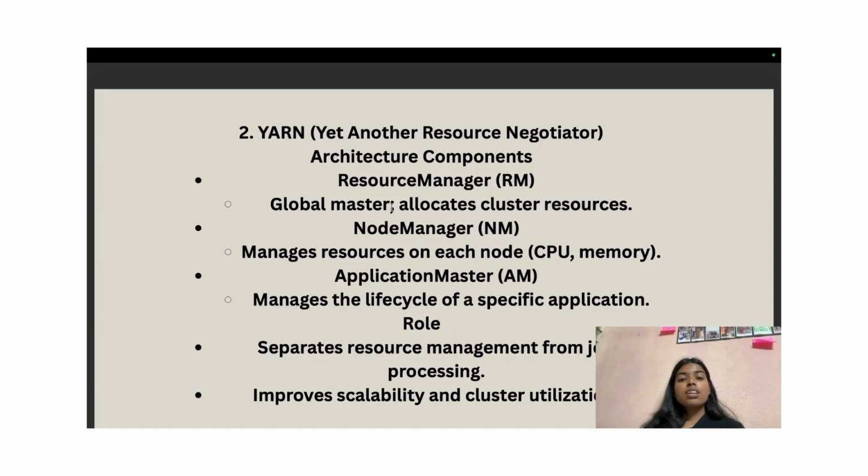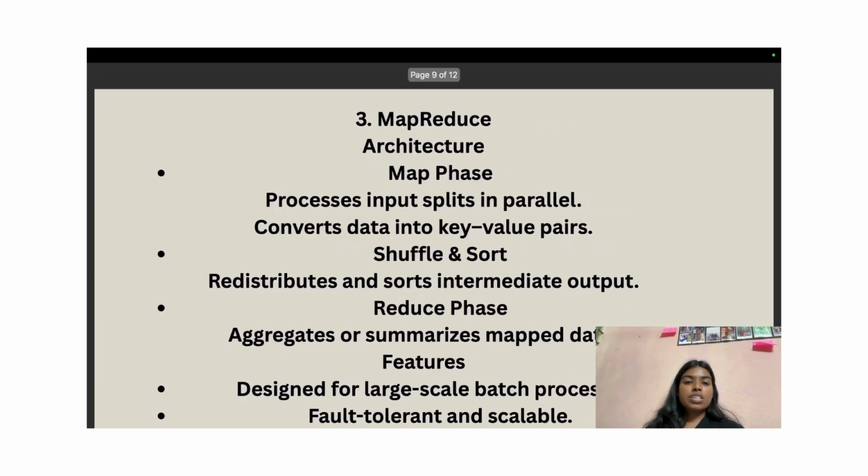Architecture components: Resource Manager, RM, the global master that allocates cluster resources. Node Manager, NM, manages resources on each node, CPU or memory. Application Master, AM, manages the lifecycle of a specific application. YARN separates resource management from job processing and improves scalability and cluster utilization.